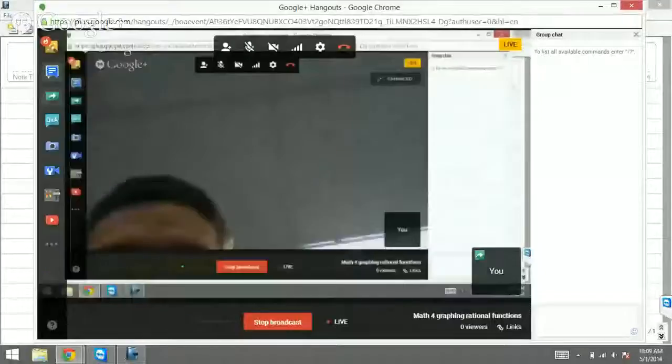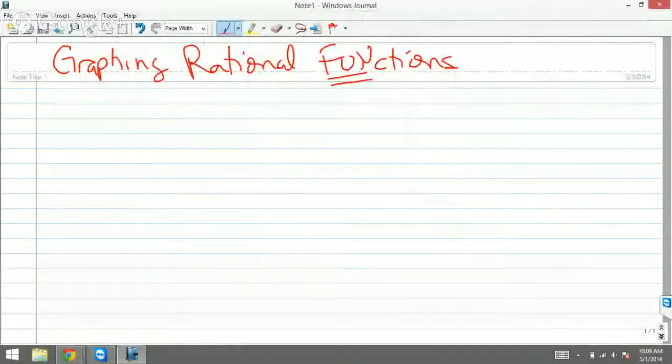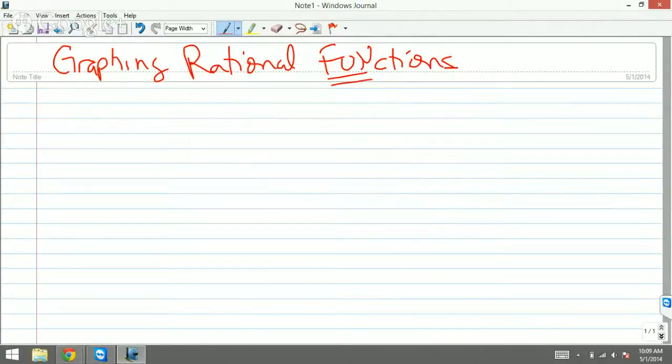Okay, we're on graphing rational functions. There are a couple things you need to know about graphing rational functions. I just need to make sure you're good on a couple things. Do you know what an asymptote is? It's an actual math word.